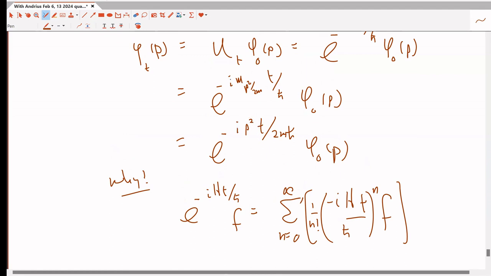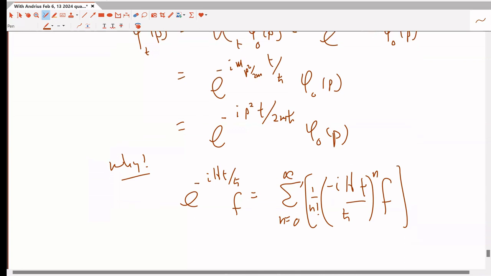Well, on finite subspaces, there is a bound. In other words, this is going to increase at most exponentially, and this is going to kill it by dividing by n factorial. So the overall norm of this operator is going to 0 as n goes to infinity on a finite subspace.